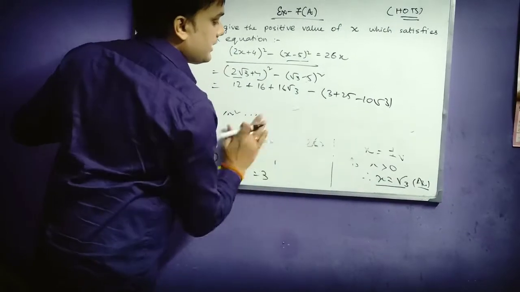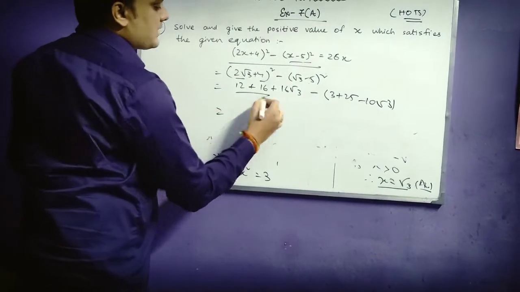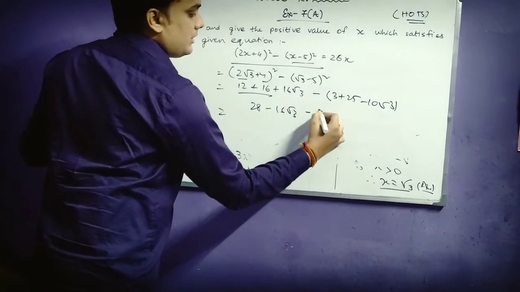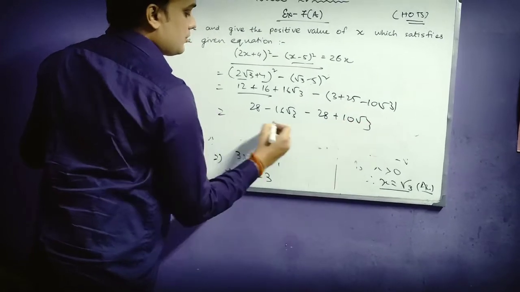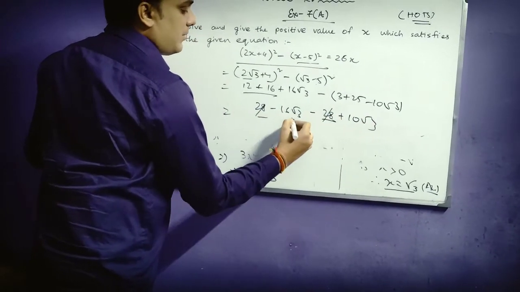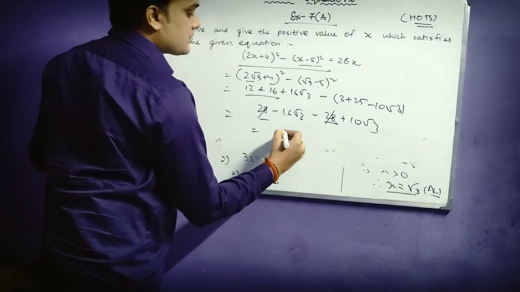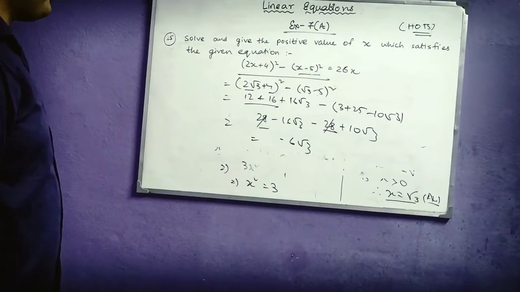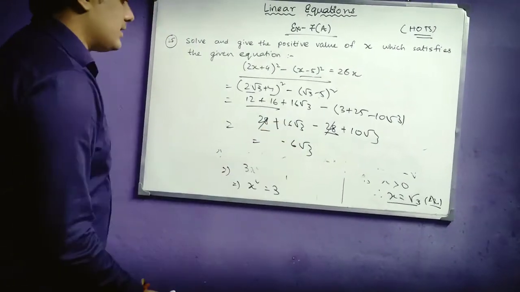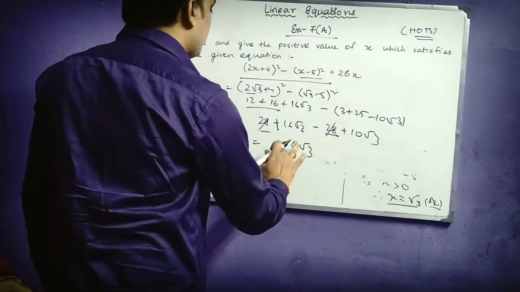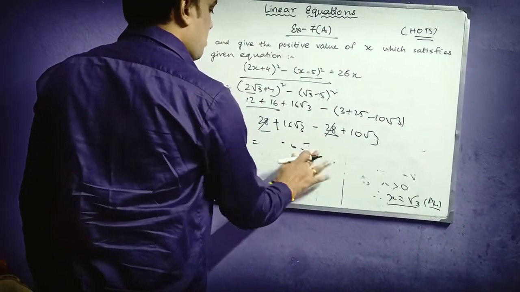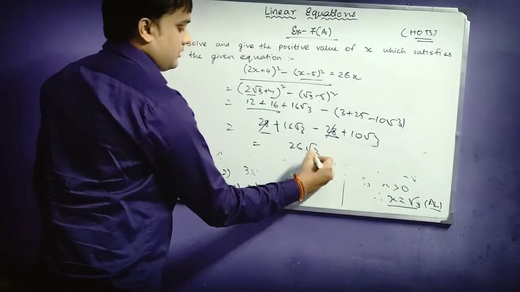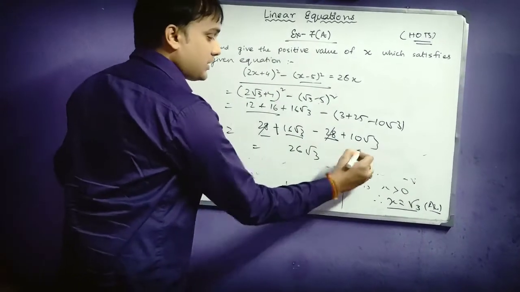Okay, so you will get here 12 plus 16, 28, minus 16 root 3, minus 28 plus 10 root 3. So 28 minus 28, it will be eliminated. Minus 16 root 3 plus 10 root 3, which is equal to minus 6 root 3. Okay, it was plus actually, not minus. So this will become 16 plus 10, 26 root 3. As you can see, 16 root 3 plus 10 root 3.